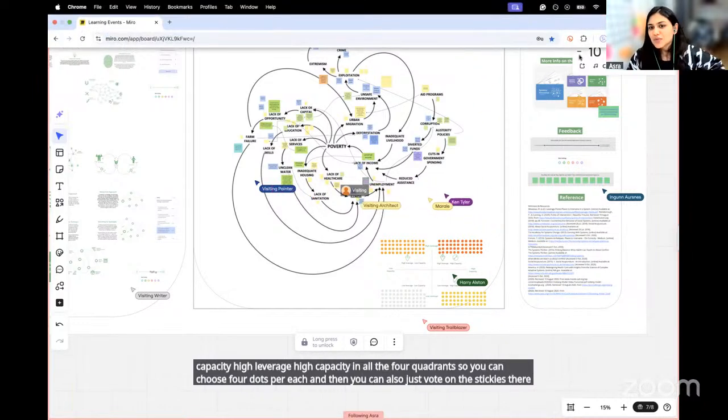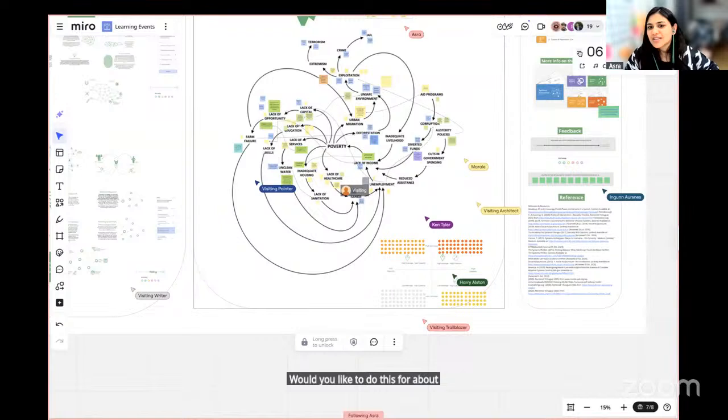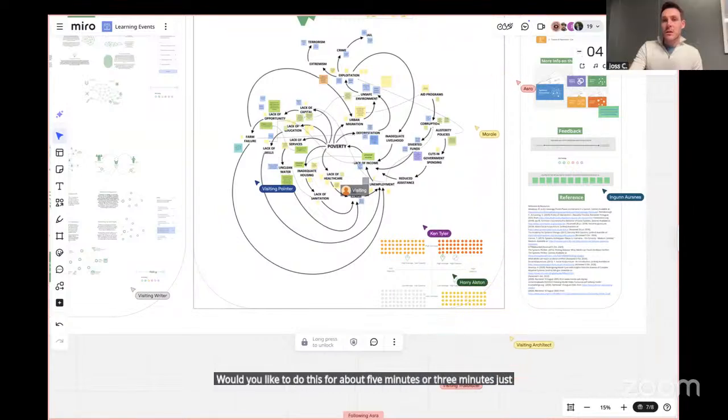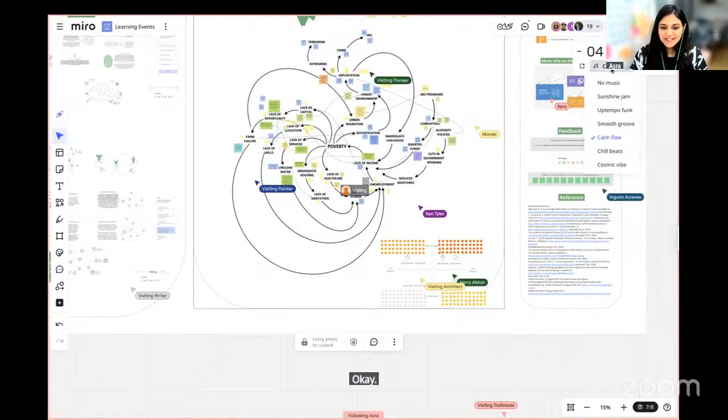Would you like to do this for about 5 minutes or 3 minutes? Yeah, we could take 4 minutes. Okay, that's a median. Medium. Yeah.